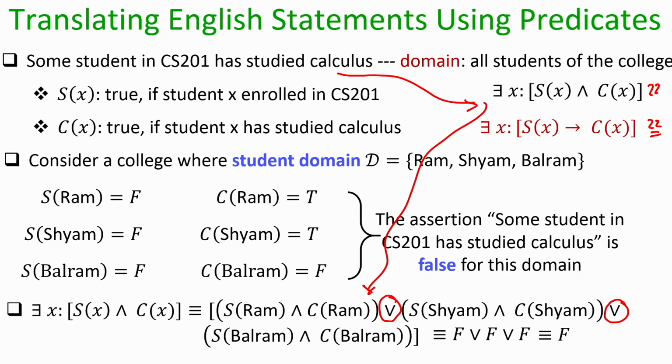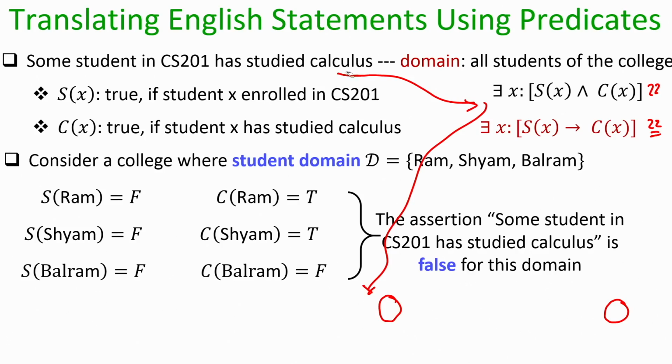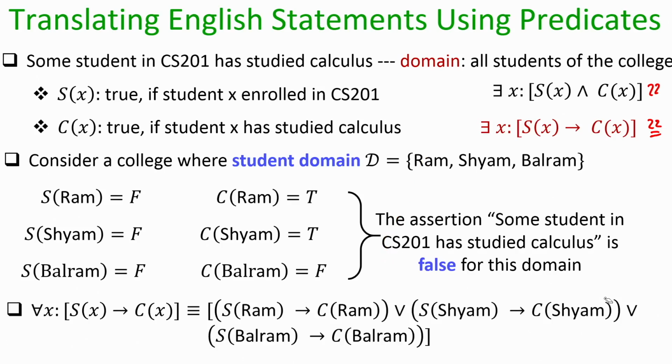And that is what we want, because indeed in this particular domain the assertion that some student in CS201 has studied calculus is false, and that is what expression number 1 also tells us. But what about expression number 2? The expression number 2 is for all x, sorry for the typo here, it should not be for all x, it should be there exists x. The second expression is there exists x here.